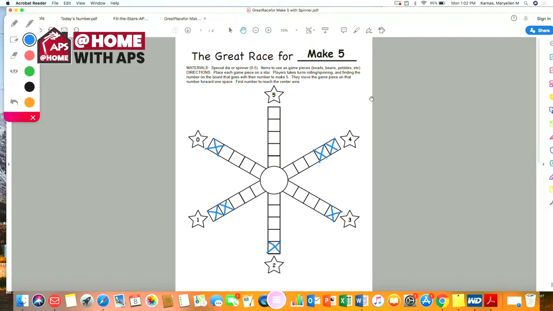And Mrs. Obenchain found a paperclip. We can spin. Oh, I got two again. So two goes with three to make five. So I'm gonna mark off a three. Poor five. Five's not even in the race yet.